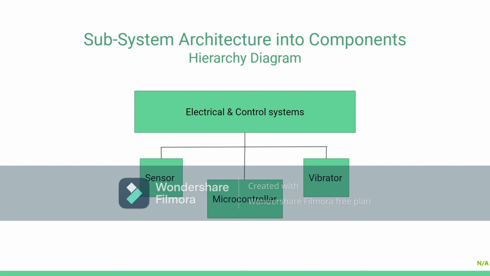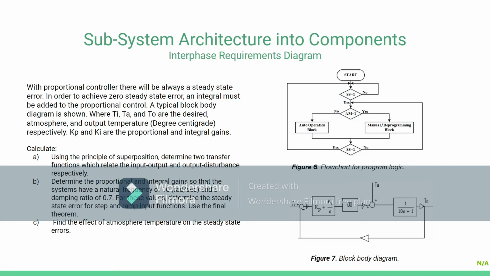Entering what's going to be the subsystem architecture into components. My hierarchy diagram has three main components. The first one is the sensors, the second one is the microcontroller, and the third one is the vibrator motor. Here we can see the subsystem architecture into components. As you can see, we have the problem stated and two figures.